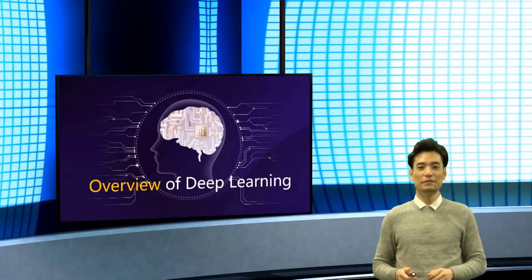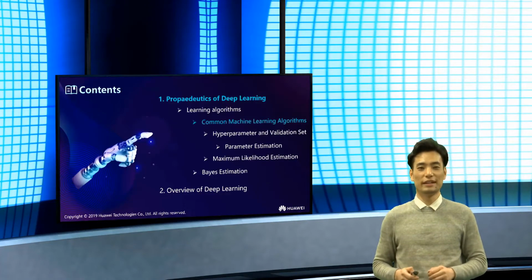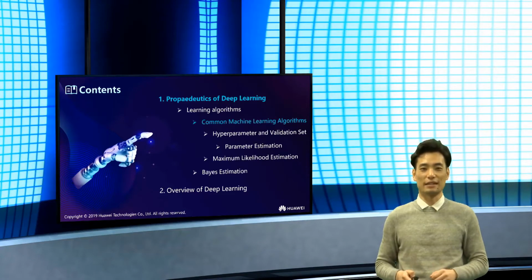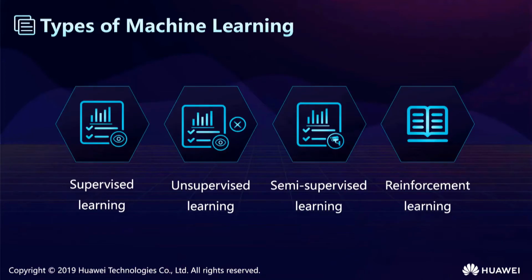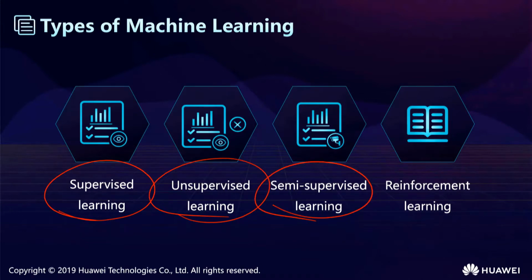Welcome back. In this video, we begin to learn the machine learning algorithms. Let's get a quick start. There are four types of machine learning: supervised learning, unsupervised learning, semi-supervised learning, and reinforced learning.